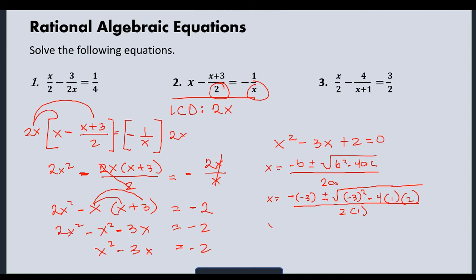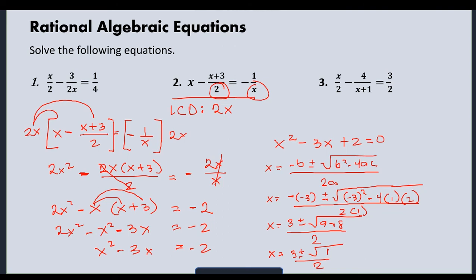Next, simplifying this one, x equals, this is going to be positive 3 plus minus, 3 squared is 9 minus, we're solving inside the radical sign, negative 4 times 1 times 2 is negative 8, all over 2. Next, let's simplify still the radicand. So 3 plus minus the square root of 9 minus 8, which is 1, over 2.